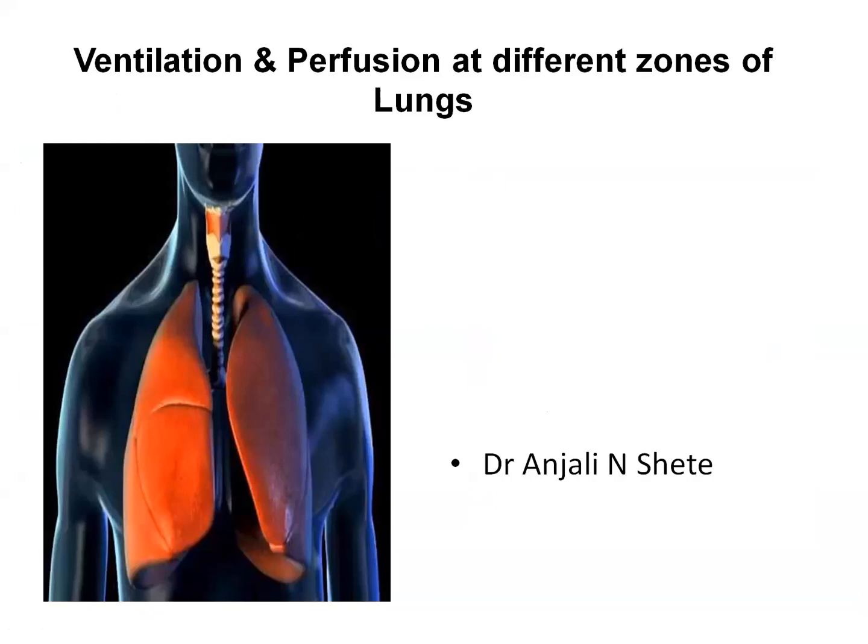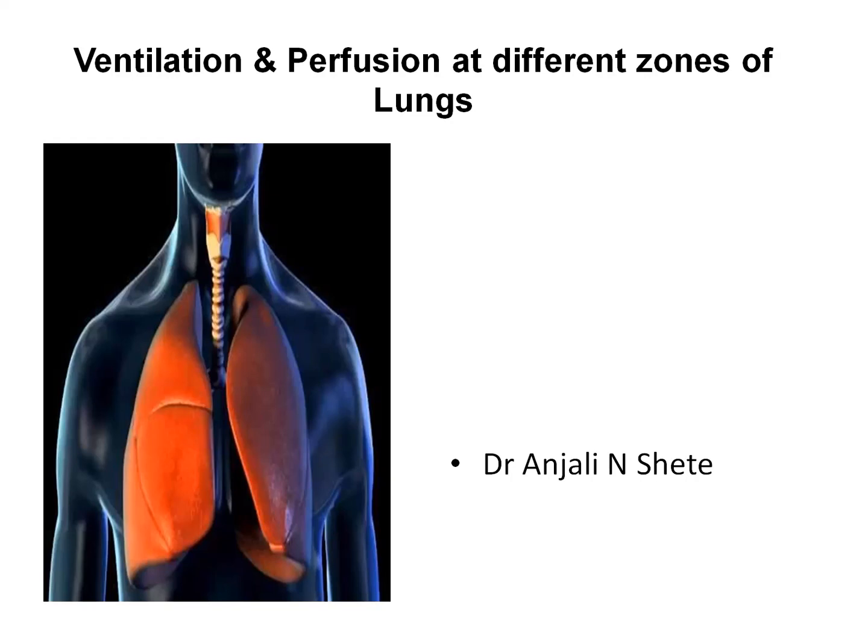In continuation, we are going to see the ventilation and perfusion at different zones of lungs. Up till now, we have discussed in detail the ventilation, how it occurs, what the physical factors are, what the functional anatomy is, everything related to ventilation. And in the last session, we have seen perfusion, that is pulmonary circulation, the peculiarities of the pulmonary circulation and how important functions are done by this pulmonary circulation.